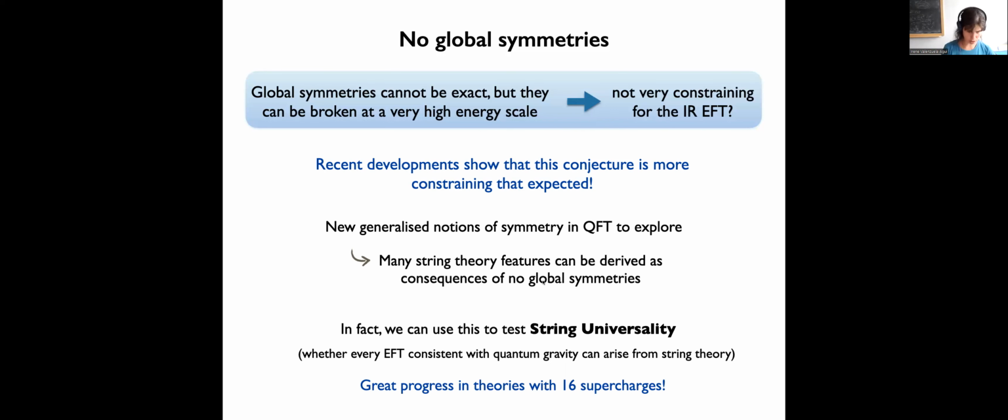I want to give you other examples of features that can be understood as consequences of no global symmetries, but I just want to point out that there is a lot of progress, which is very nice, in theories with 16 supercharges, to classify the possible theories by requiring no global symmetries, anomaly cancellation, and supersymmetry. This is becoming very useful to reduce the landscape, to understand what theories in principle we think are consistent with quantum gravity because they don't have global symmetries, and then match with the string theory constructions. And at the moment, there is a perfect match. So we have string universality in dimension bigger than 7, which is new progress of the past 2 years.